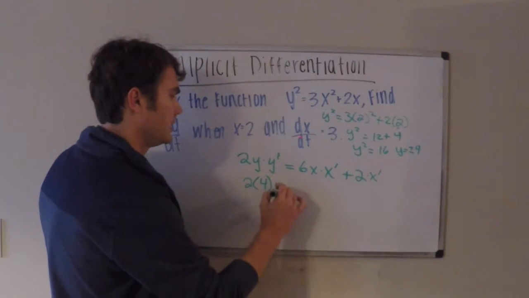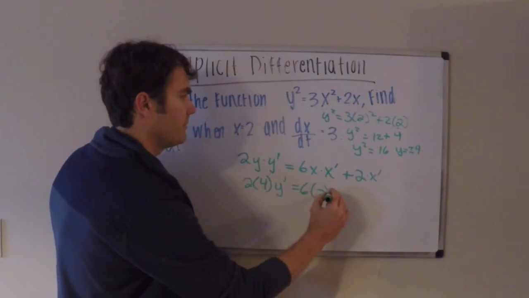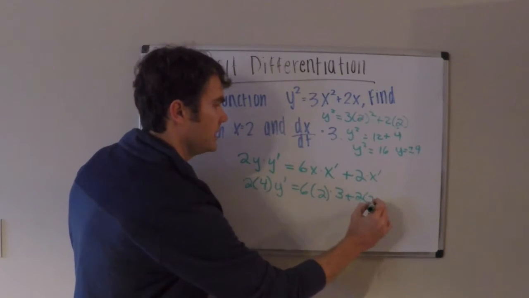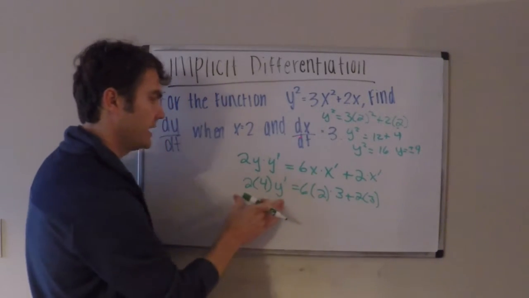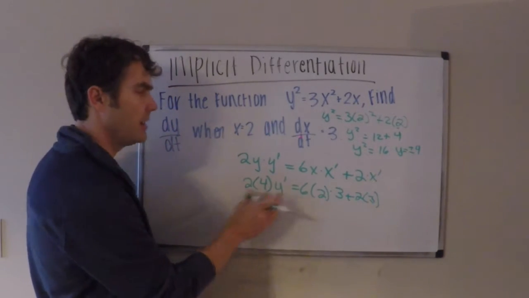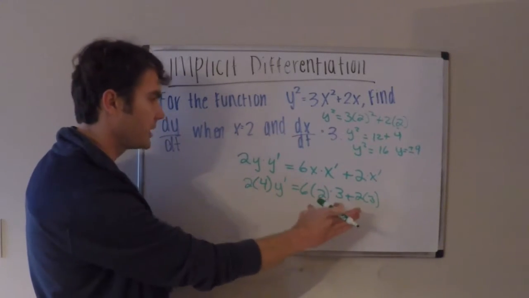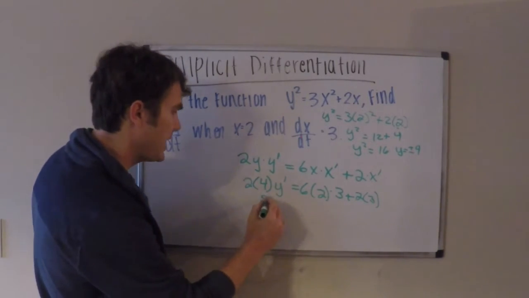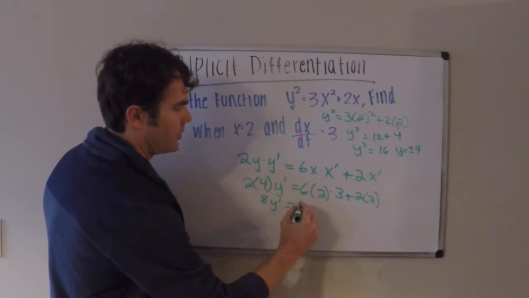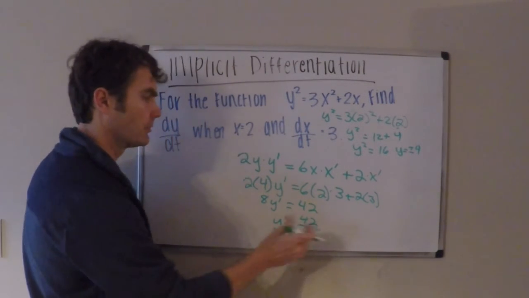So I've got 2 times 4 times y prime equals 6 times my x, which was 2. These are all givens. My x prime is 3, plus 2 times x prime again, which was 3. Now I've got all numbers in, so solve for y prime. The point I was trying to make earlier is you could solve for y prime first, but why? If you can get numbers in, your math becomes much easier than dealing with variables. So get the numbers in as soon as you can. We've got 8 y prime equals 36 plus 6, which is 42. So y prime will be 42 over 8, and reduce that fraction.